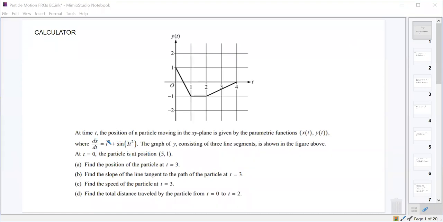So if we integrate the dx/dt, we'll say the integral of dx/dt from 0 to 3. What do we need to add to that to find the x coordinate? We need to add to it the initial x coordinate, which is 5. So 5 plus the integral from 0 to 3 of dx/dt. What did that come out to be?